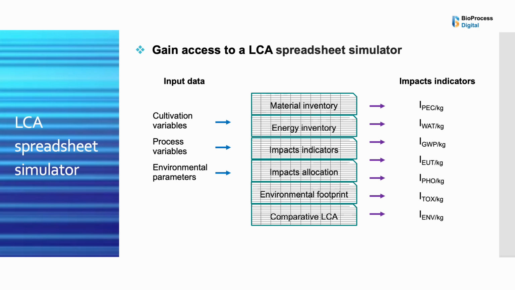Upon completing the 5 sessions, you will gain access to a powerful LCA spreadsheet simulator. This simulator allows you to predict environmental impacts indicators based on the beets culture variables, the ethanol process variables, and the impact factors of materials and energy sources.